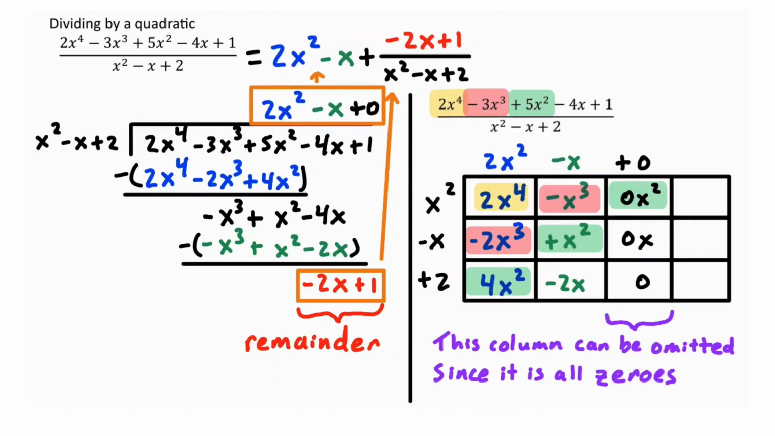Note that this particular column you can pretty much omit since they're all zeros. So it seems like it's kind of pointless. But it's here so that you can see the connection and some patterns.